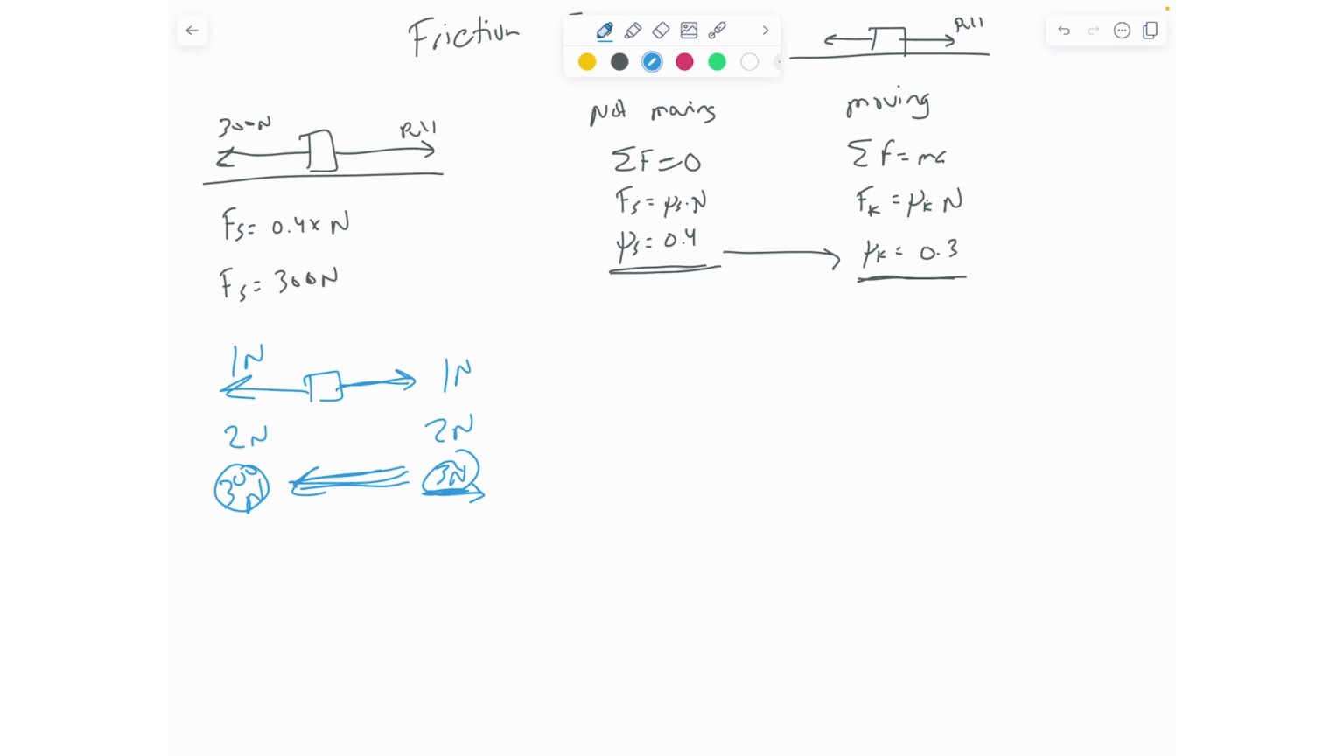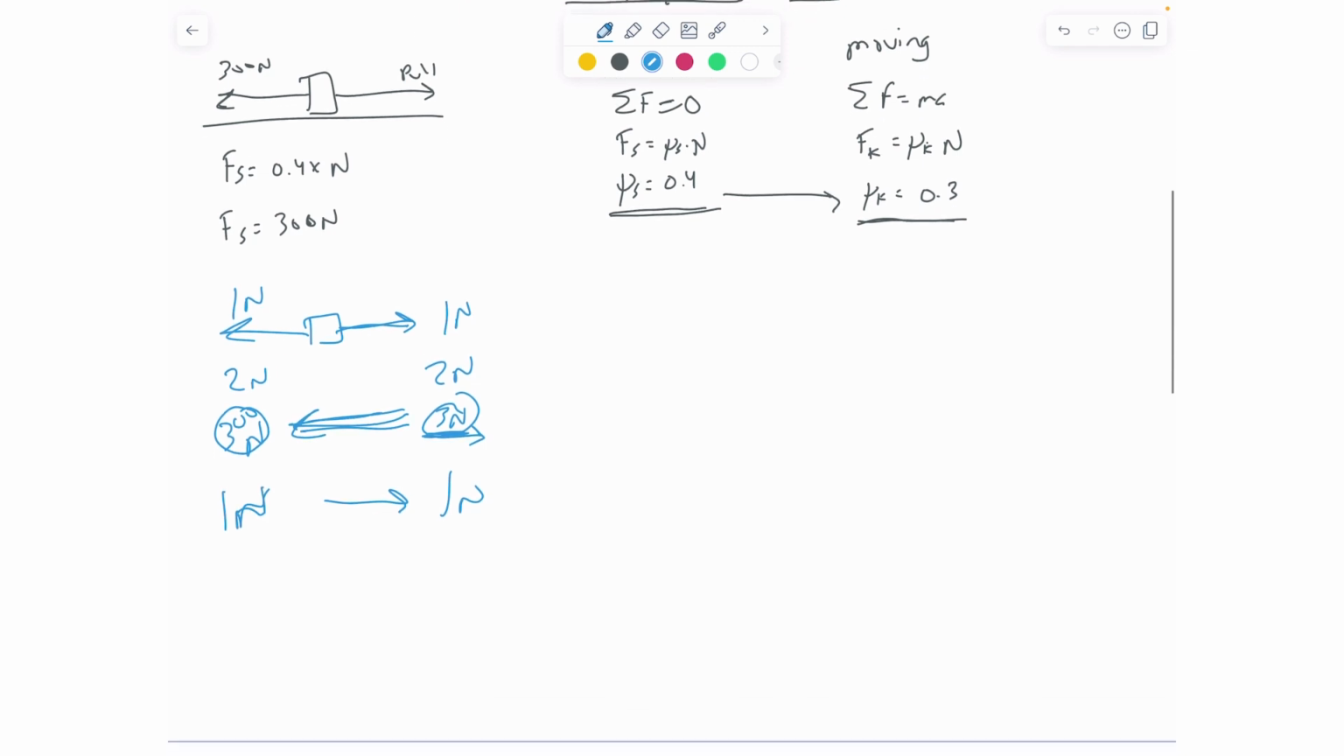So that's why when you pull, for example at 1 Newton, its opposite is also going to be 1 Newton. It's going to keep you from pulling it with a force of 1 Newton. So this is basically going to mirror you. If you pull at 1, it's going to pull at 1. If you pull at 3, it's going to pull at 3. Okay, but up to a maximum of 300.